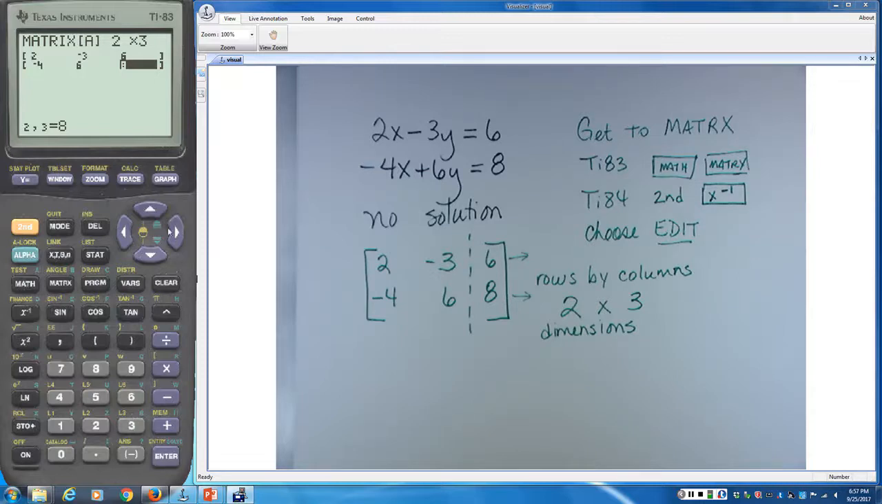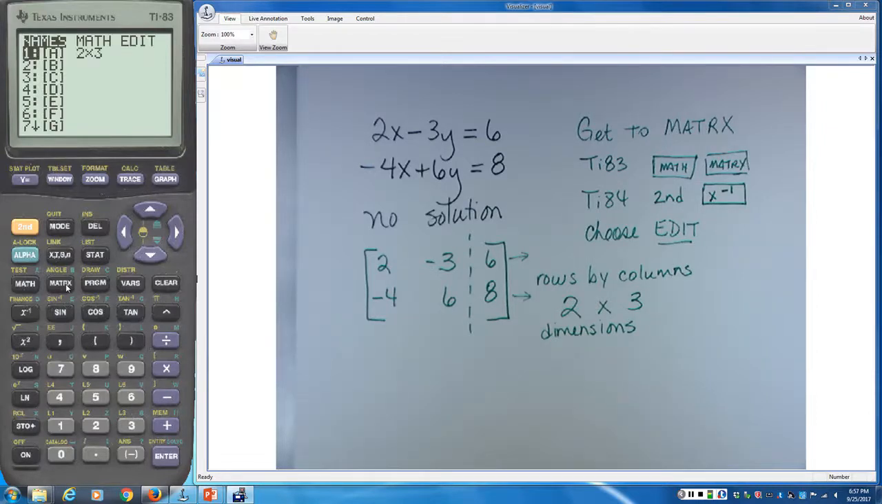Now what I recommend you do at that point, to keep from getting messed up and in trouble, is press your second and mode key to get back to your home screen and clear it off. If there's anything on the home screen, any arithmetic or anything else, clear it off. Just hit clear. Okay? Once you've done that, one of the things I like to do is I want to make sure the matrix looks like what I wrote on my paper when the calculator prints it out.